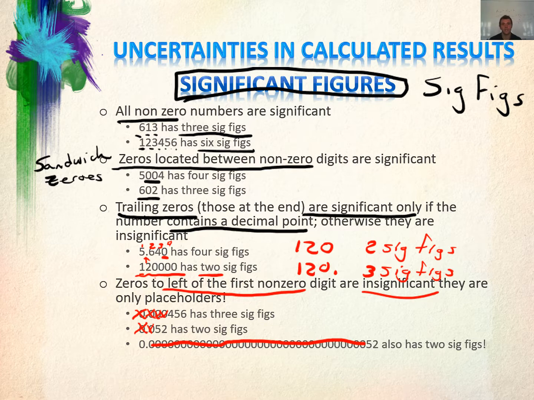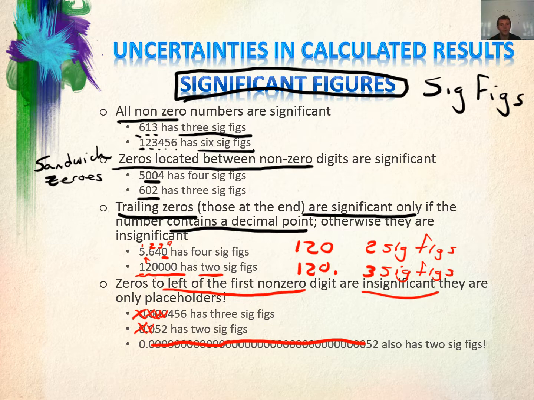So, uncertainties in calculated results: significant figures. This is what this is all about. You're going to hear me call these sig figs. There's a few rules here. First off, all non-zero numbers count. So I'm seeing 1, 2, 3 non-zero numbers, so this is 3 sig figs. 1, 2, 3, 4, 5, 6. So this has 6 sig figs.